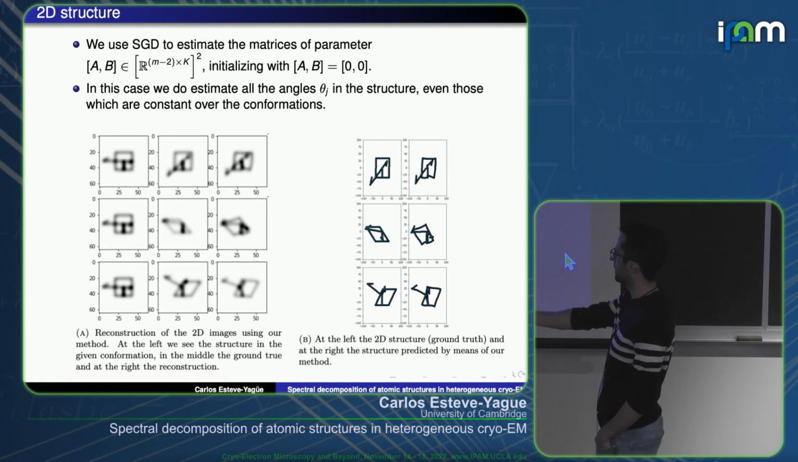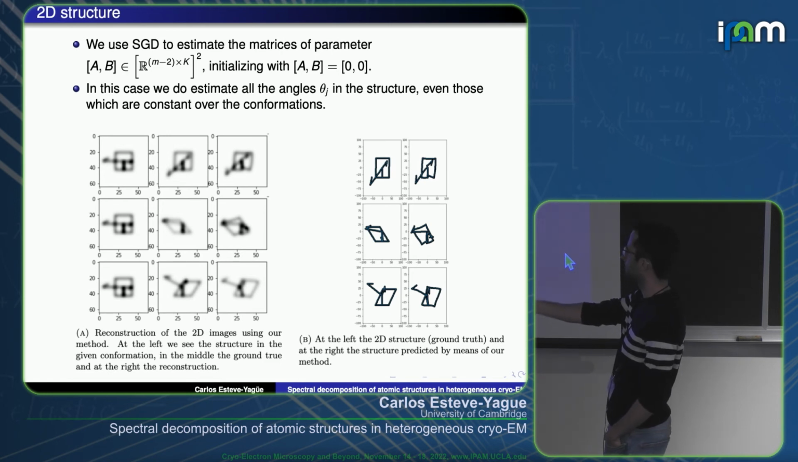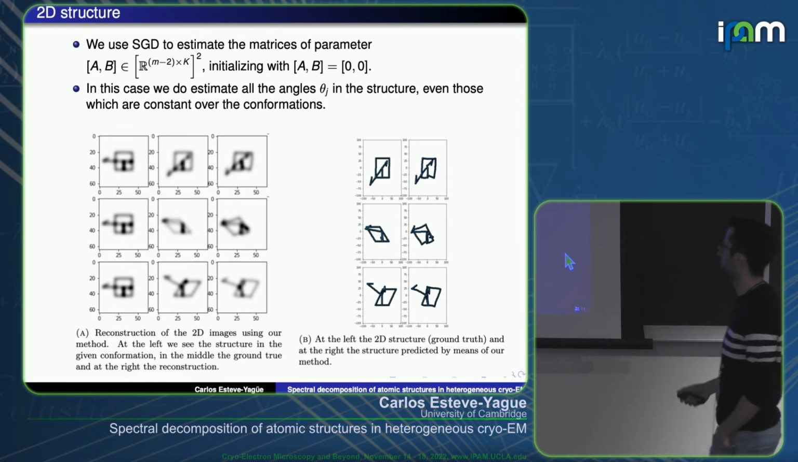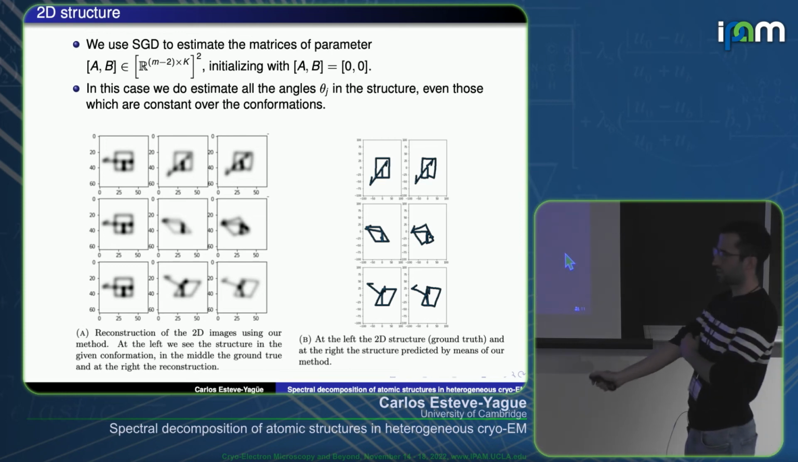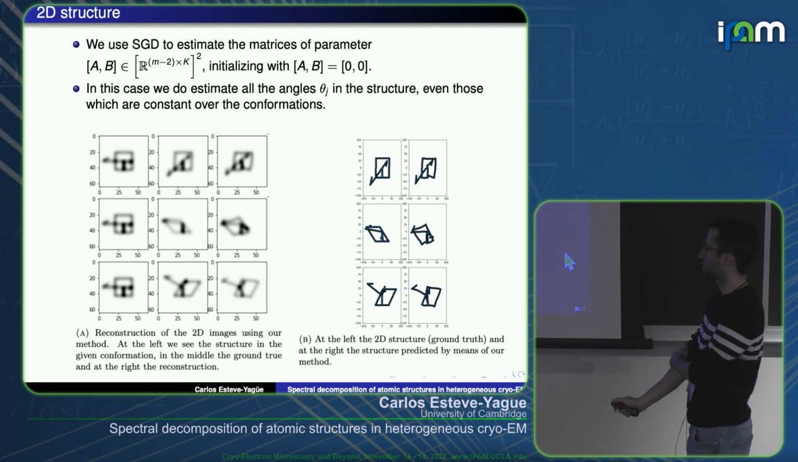So this is the initialization. It's the same for every structure. This is the ground truth, and this is the prediction. This looks more or less okay. It captures if the box is deformed or if the arms go up or down. Okay, but here we are not using any information about secondary structures.